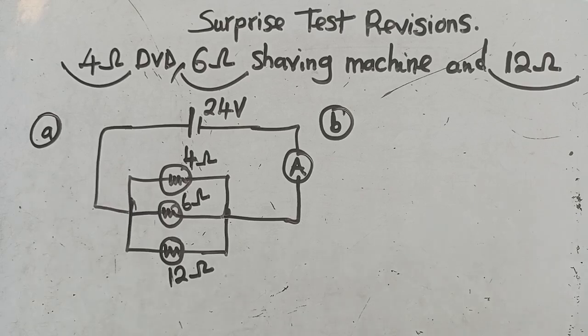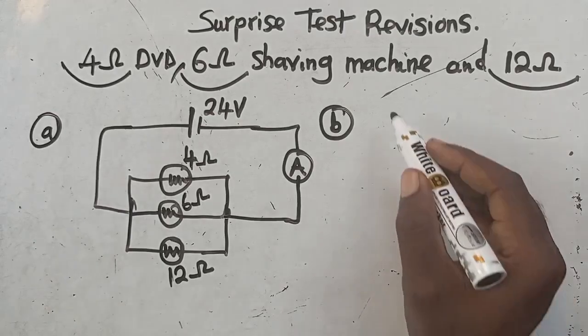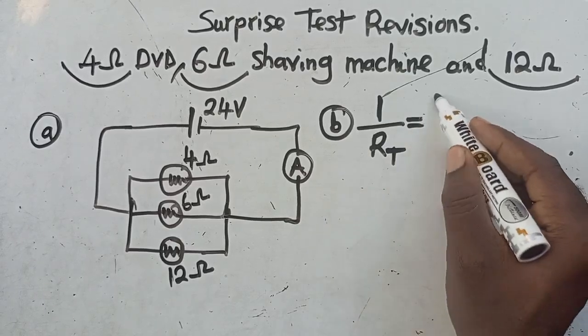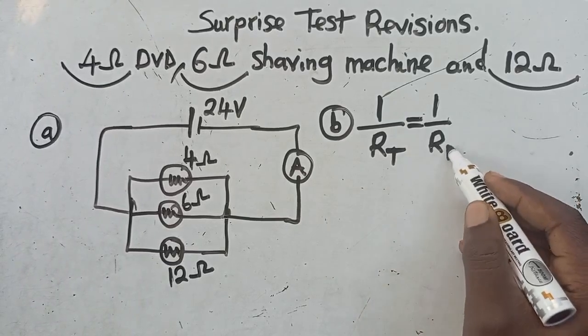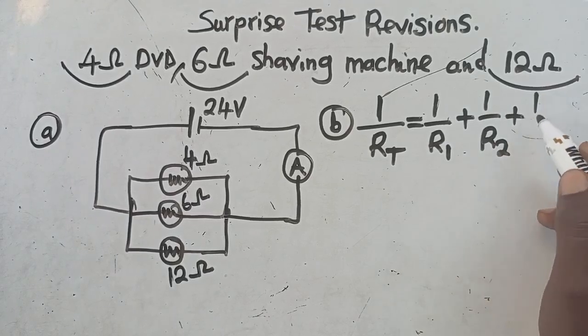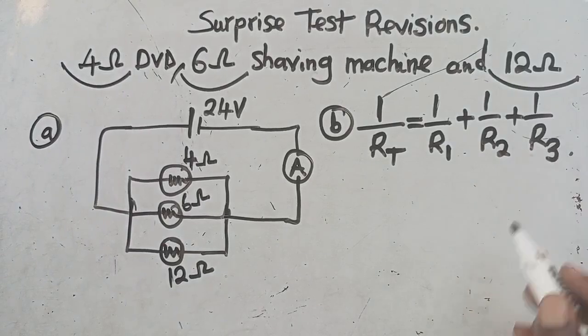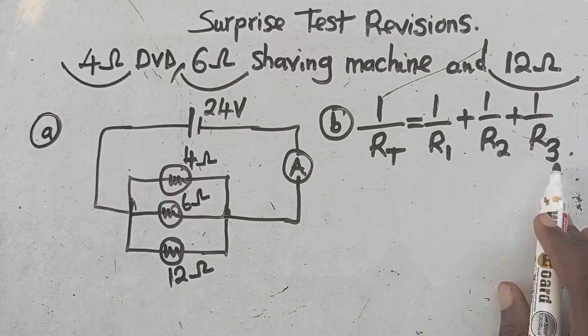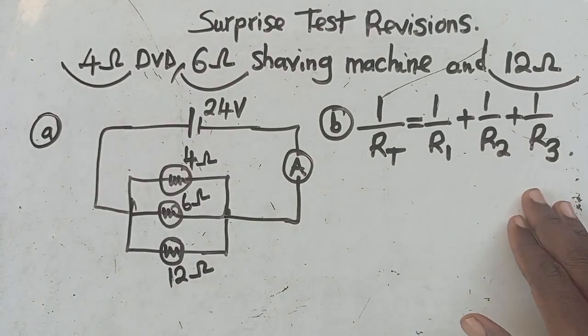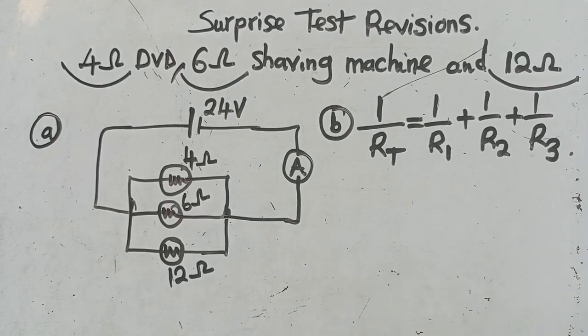I told you that if resistors are more than 2, there is a particular formula that you need to use. We say 1 over total resistance, which is equal to 1 over resistor 1 plus 1 over resistor 2 plus 1 over resistor 3. This is the formula we are going to use. I've ended up to 3 because I'm having 3 resistors. This is a general formula, and it can be used on any question as long as you are told to find the total resistance.